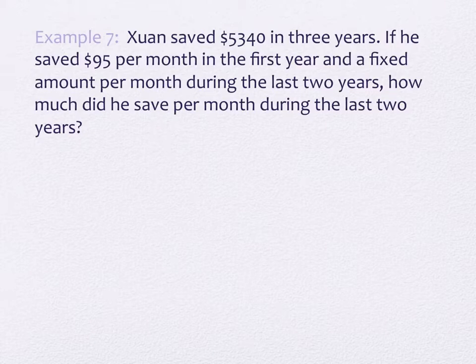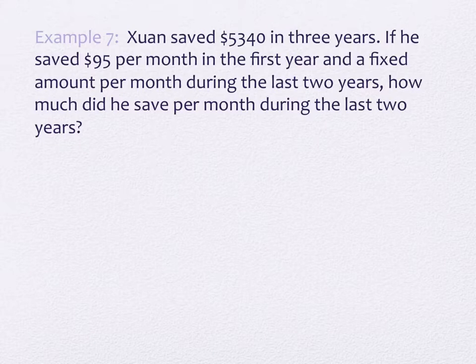So here's our first one. Anybody know how to say this guy's name? X. Is it Juan? I keep feeling like it shouldn't be an X if it's Juan, but all right, we're going to go with Juan. Juan saved $5,340 in 3 years. If he saved $95 per month the first year and a fixed amount per month during the last 2 years, how much did he save per month during the last 2 years?